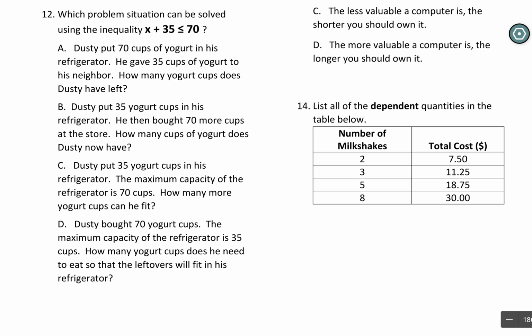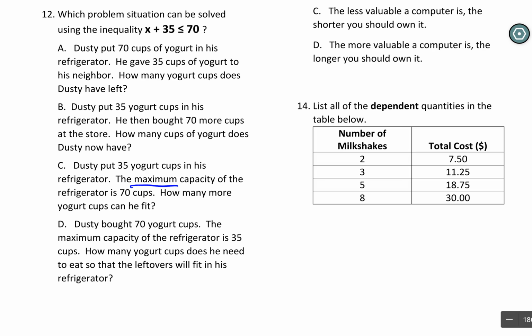And so reading through these here, Dusty put 70 cups of yogurt in the refrigerator and he gave 35 away. So that'd be 70 minus 35. Doesn't really even fit what we're doing. 35 in the refrigerator, bought 70 more. So that would be 35 plus 70, not really matching our inequality. He put 35 in his refrigerator. The maximum capacity of the refrigerator is 70. How many more cups can he fit? It might work. Let's see.